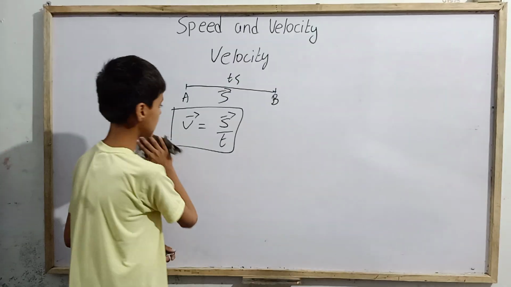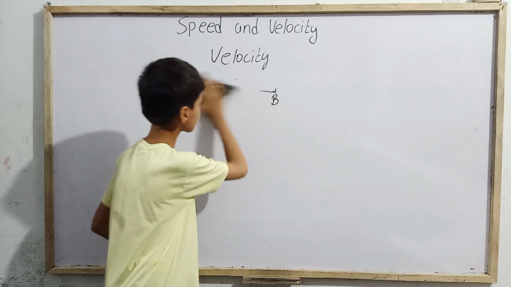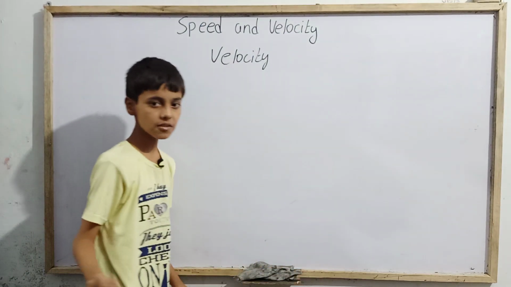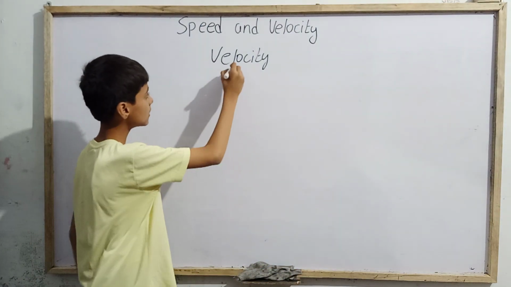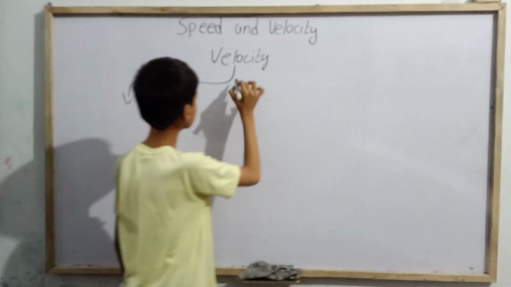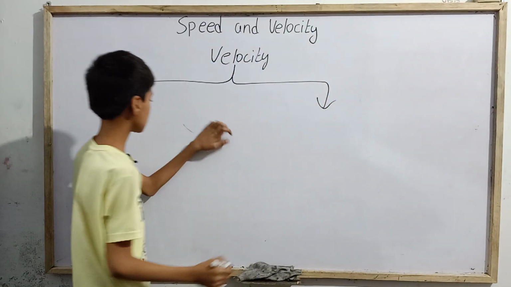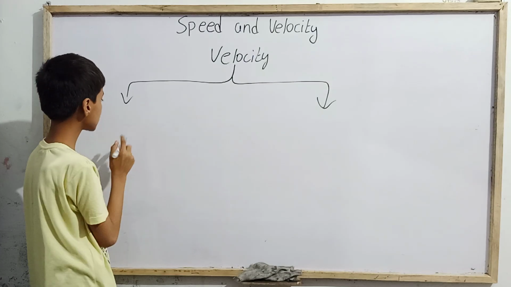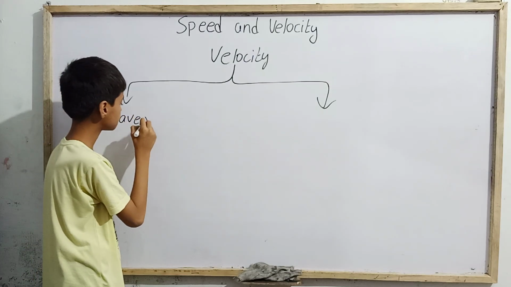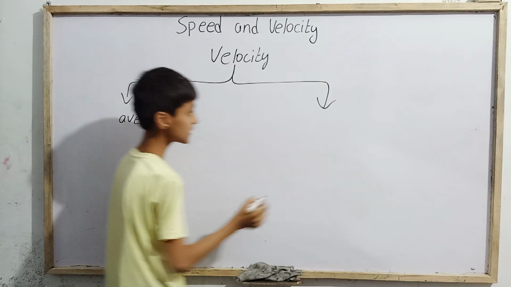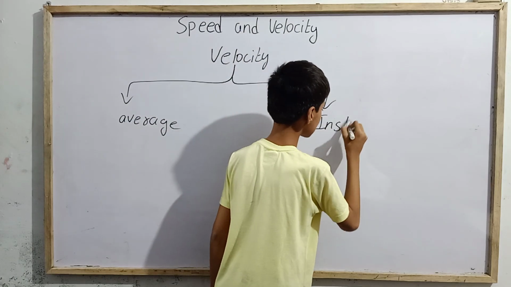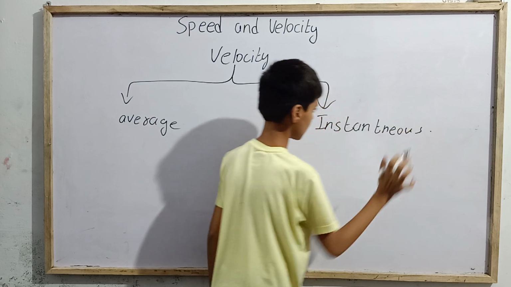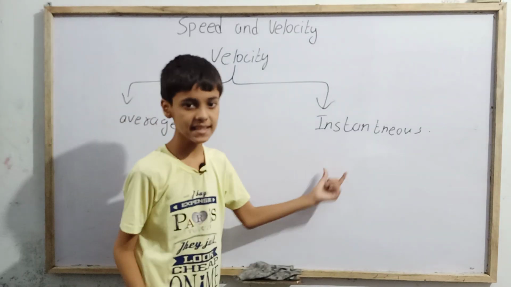Okay, so first of all let me raise this. Then, kinds of velocity. We can differentiate velocity into two kinds. First is average and second is instantaneous. Okay, first is average and second is instantaneous.